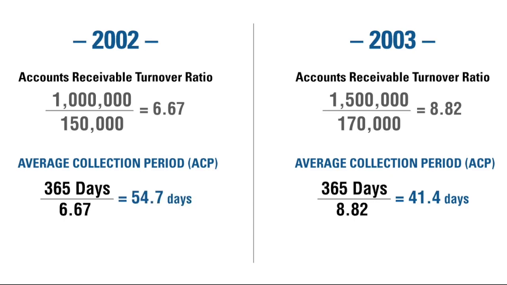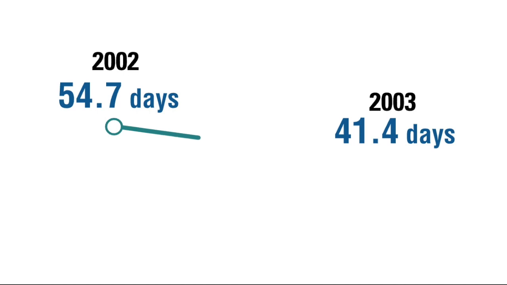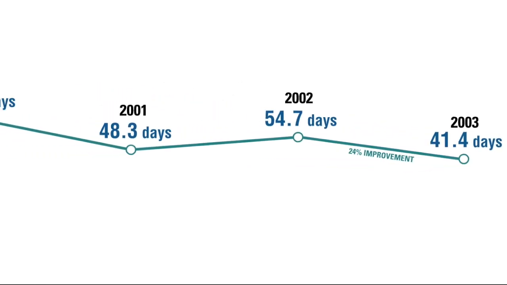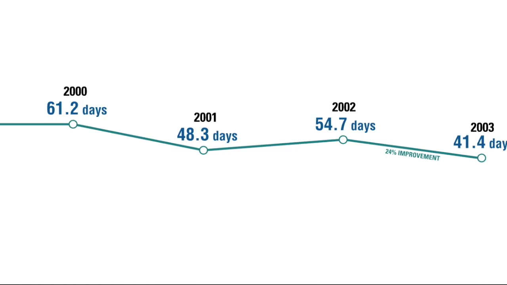This 2-year trend analysis shows that the practice has achieved a 24% improvement in its average collection period by reducing it from 54.7 days to 41.4 days over the course of 1 year. By comparing the various ratios over a longer period of time, you can begin to develop a sense of how the practice functions financially and what you can reasonably expect to happen if you decide to join that practice.